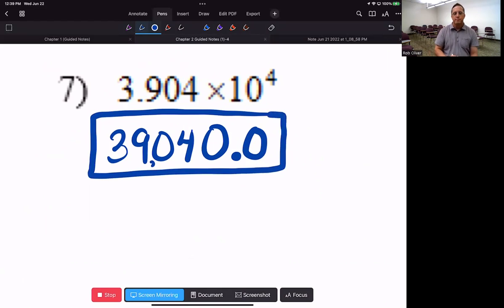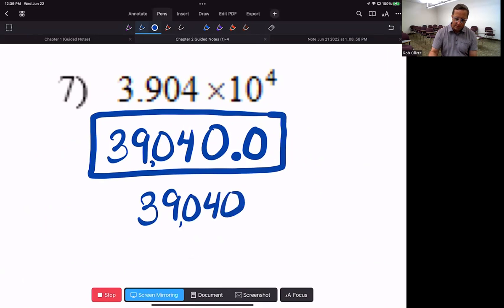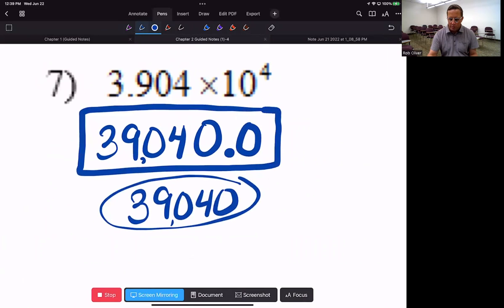39,040. That's it. But you don't need to do that. You can just write it like this. You don't have to show the decimal. If it's a whole number, we know, because we're good at math and we know how numbers work, that the decimal is right there. It just doesn't have to be shown.